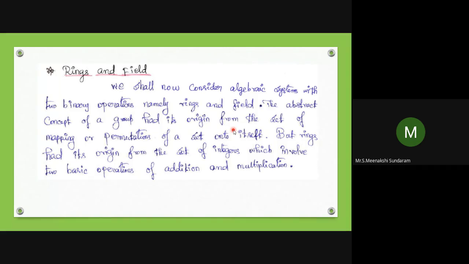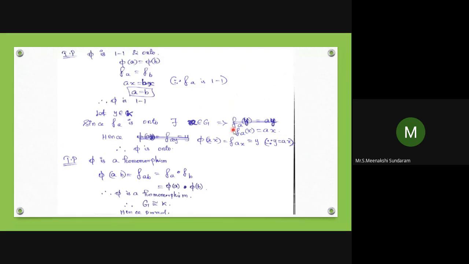So next class we can start rings and fields. For rings and fields, we only need definitions and examples, not theorems. Rings and fields, only definitions and then examples we need. When we say rings, there are two operations on it. Well, in the groups we have seen so far, we were studying only one operation.